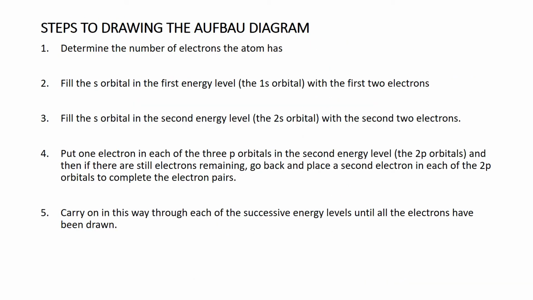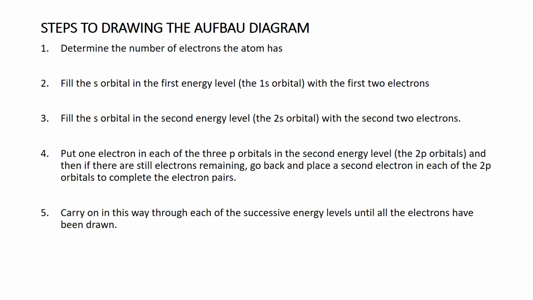These are the steps to drawing the Aufbau diagram. First, you determine the number of electrons the atom has. Remember, how do we get the number of electrons the atom has? You get that from the periodic table. It's just the number of protons the atom has, because in the periodic table we have neutral atoms.